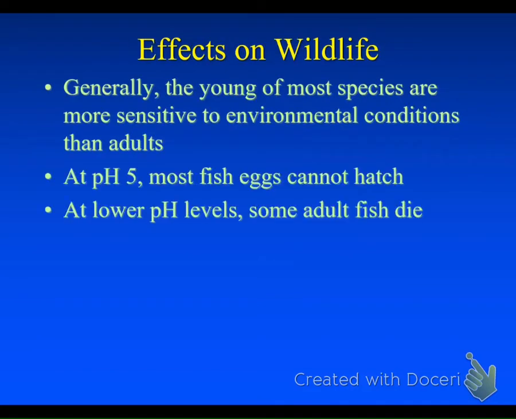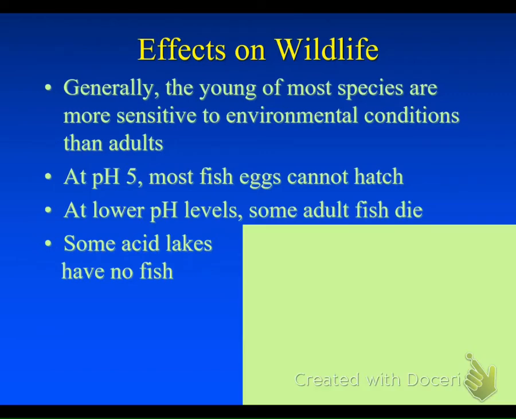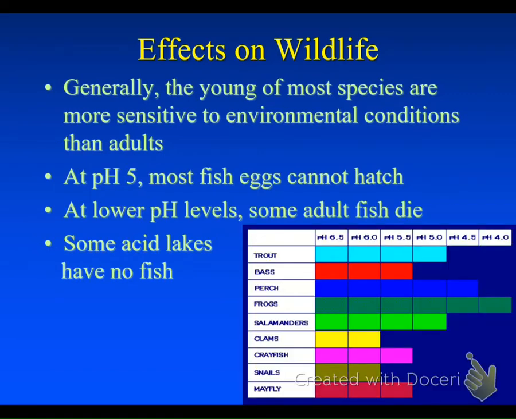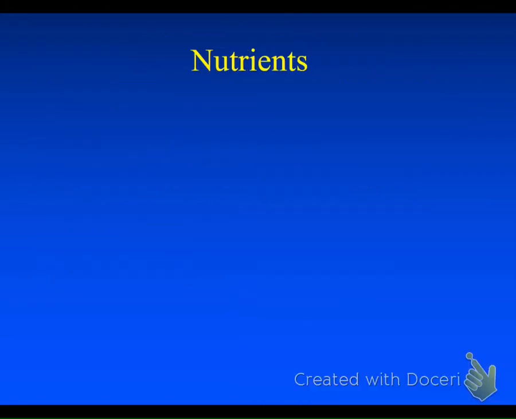What does it do on wildlife? At pH 5, fish eggs die. Below that, fish die. So there are some acid lakes in the Northeast that did not have fish. However, there are certain fish or aquatic animals that are more susceptible. For example, frogs can live down to pH 4. They don't care. Whereas if you're a clam, you can't go below pH 6. And so they have different preferences for what the pH is.